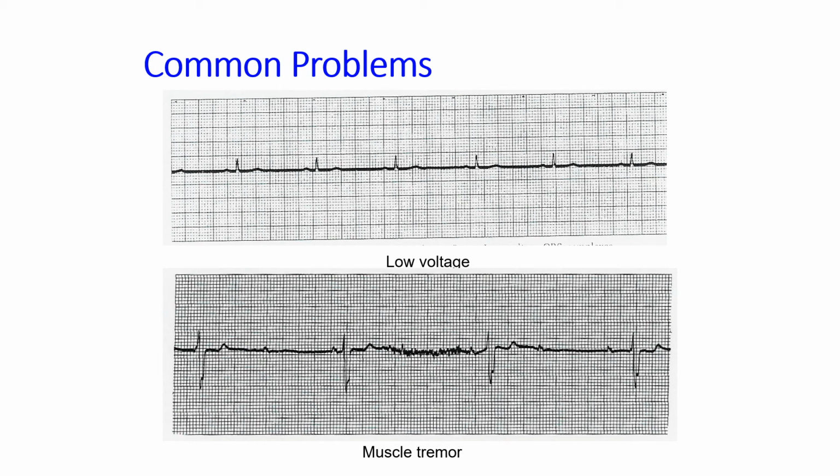The other problem on the bottom is muscle tremors. So evaluate your patient, and they might be either shivering or they might be seizing, so it is important to check your patient. And if it is persistent, then you might want to move your electrodes to a less sensitive area.